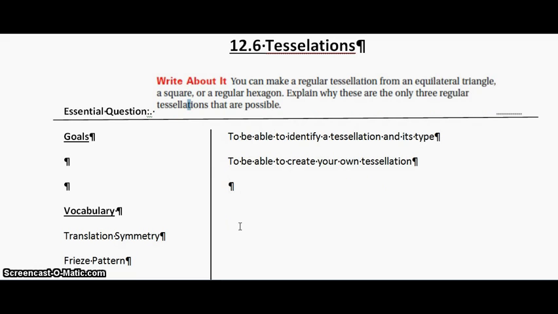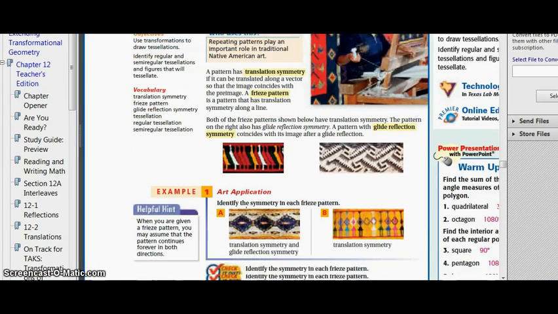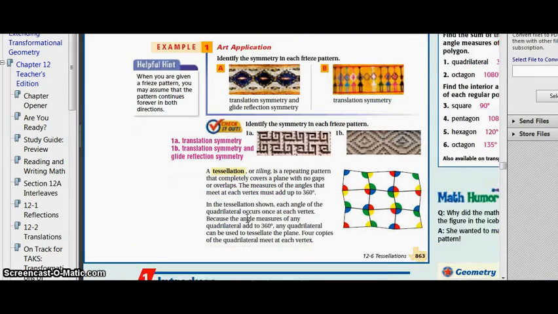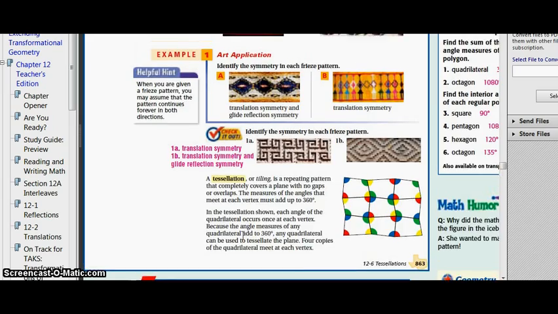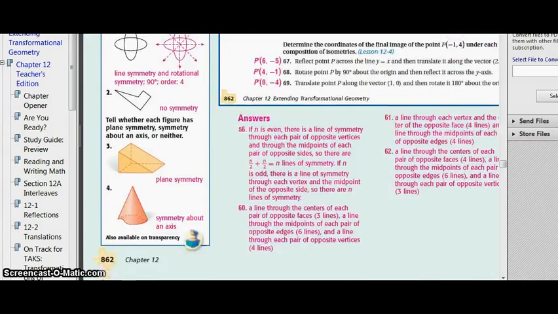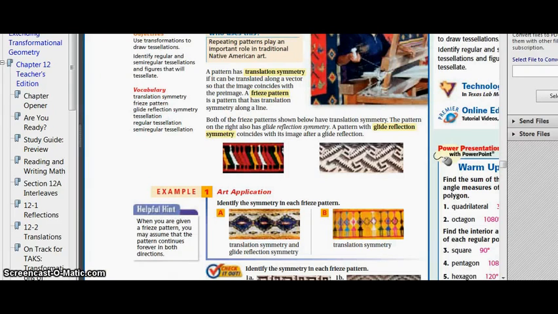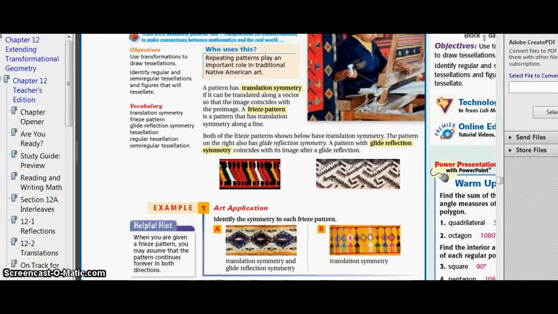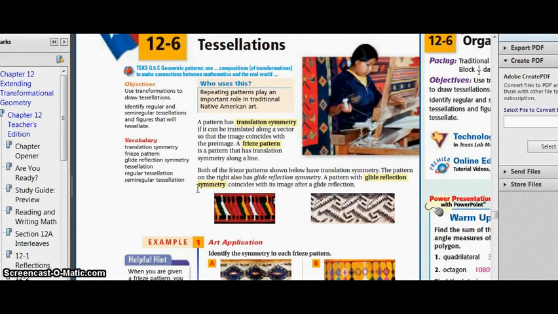All right, here we go with our vocabulary. I'm going off of 12.6 in our textbook. It is page 863. Not that you have a book there in front of you, but I just wanted you to see what it looks like. There we go, 12.6, and you can see our vocabulary words. Our first one is translation symmetry.